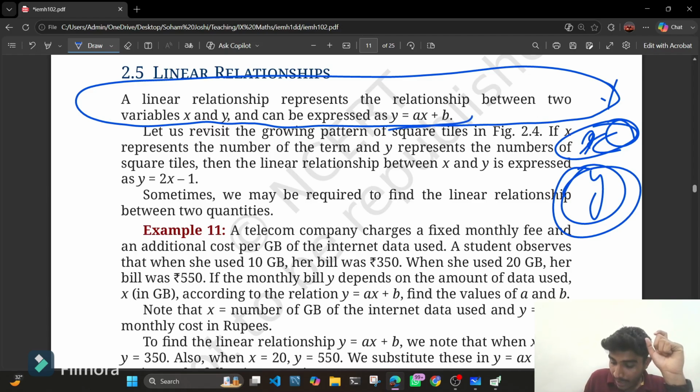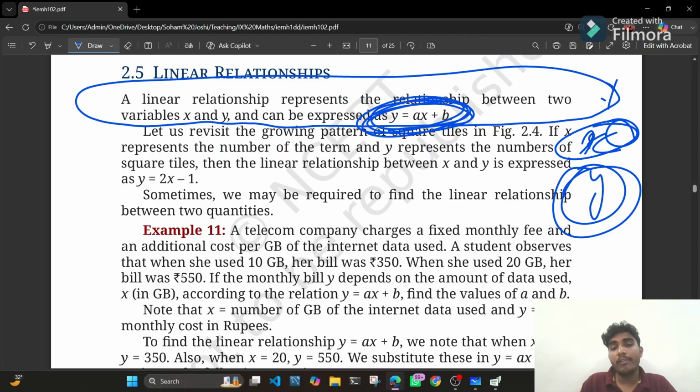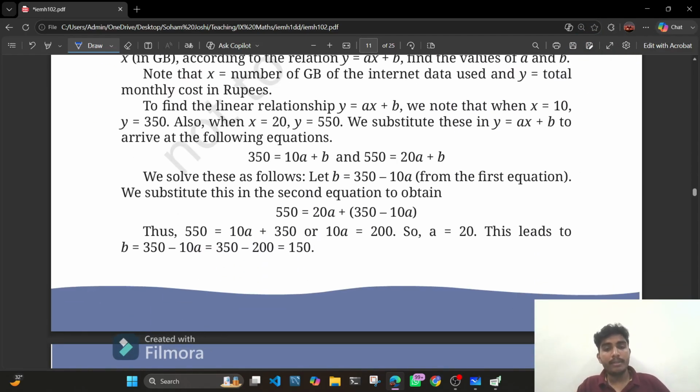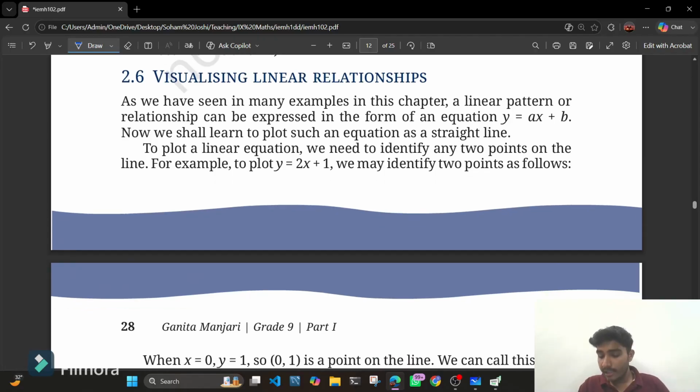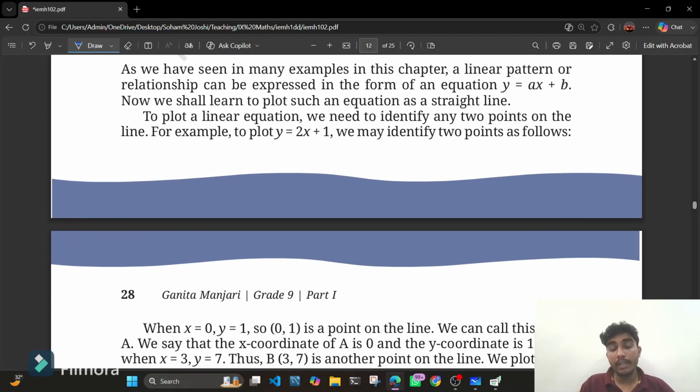Here we can say that y is equal to ax plus b. ठीक है? So basically अगर मैं x की वैल्यू कुछ भी डालूं उससे y को फर्क पड़ेगा, कुछ भी डालूंगा तो भी। ठीक है? I hope this is clear. What is a linear relationship? Then we'll just visualize this linear relationship.